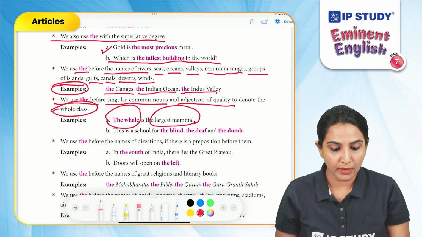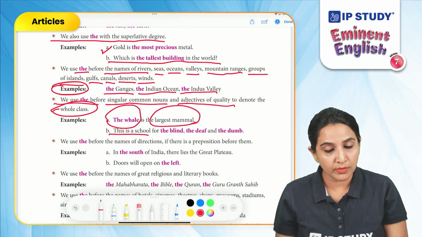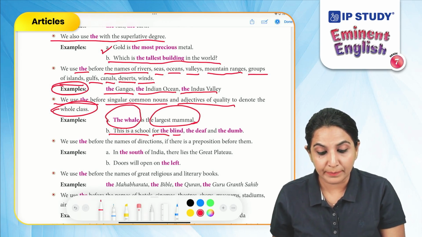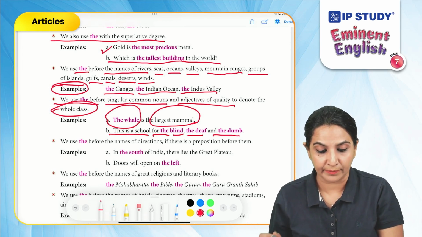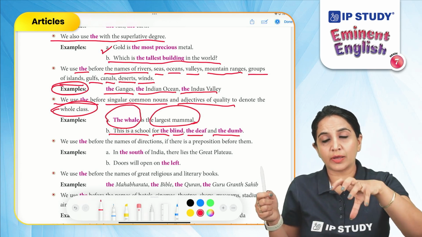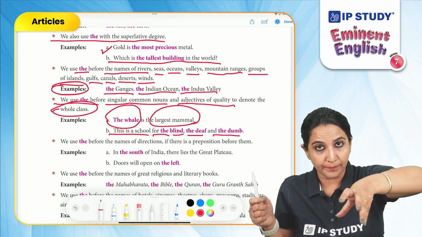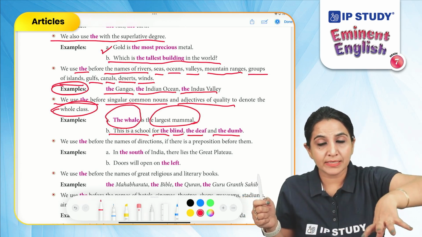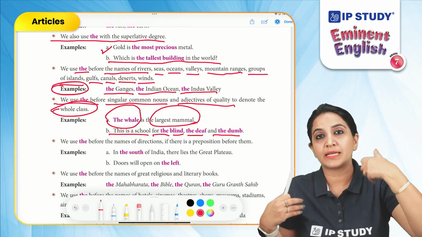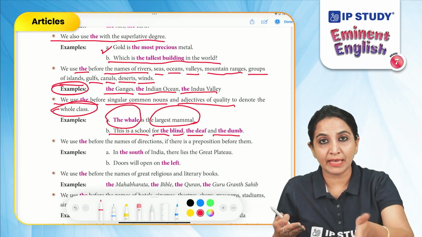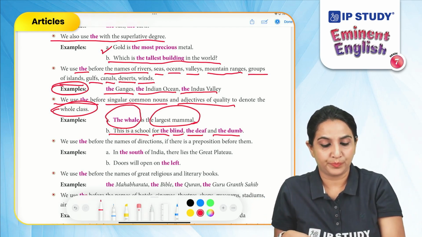For example, this is a school for the blind, the deaf and the dumb. That means you're talking about the school, and from that the specific singular nouns that are coming are the blind, the deaf and the dumb.